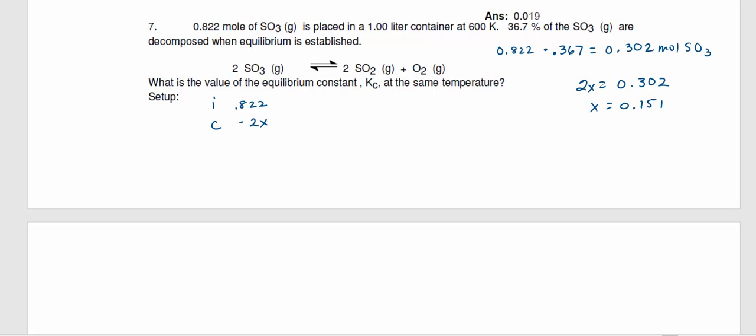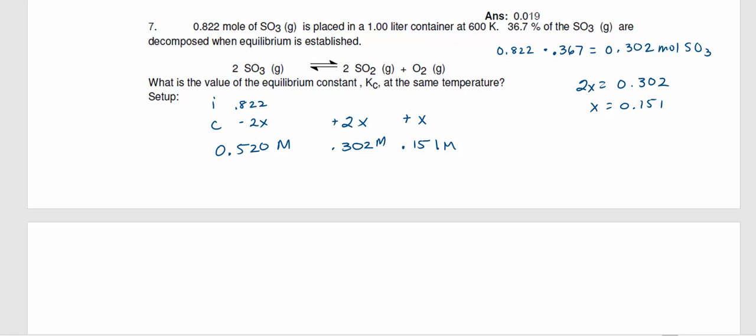So our amount of SO2 is going to increase by some amount 2x, so that's going to be equal to my 0.032, and my concentration of O2 at equilibrium will be equal to x, which is 0.151 M, molar for all of these. So the SO3 concentration at equilibrium, I take my 0.822 and I subtract the amount that has reacted, 0.302, and I get a concentration of 0.520 at equilibrium.